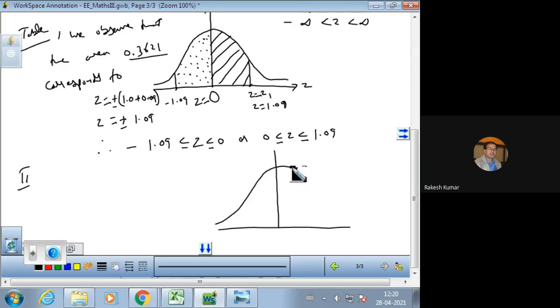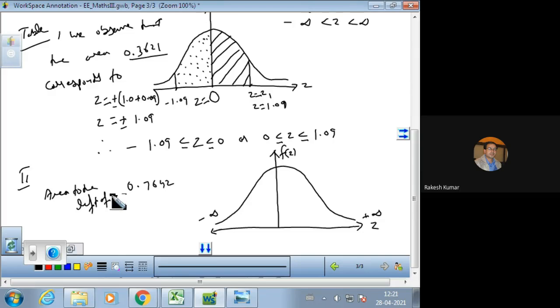Just plot the normal curve. So this is Z, this is f of Z. You know that this is going towards plus infinity and this moves towards minus infinity. And they have said that area to the left of Z is 0.7642. This is given to us. 0.7642, and it is given area to the left of Z.